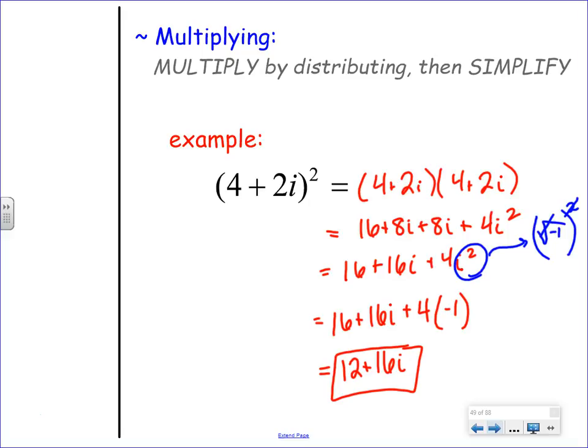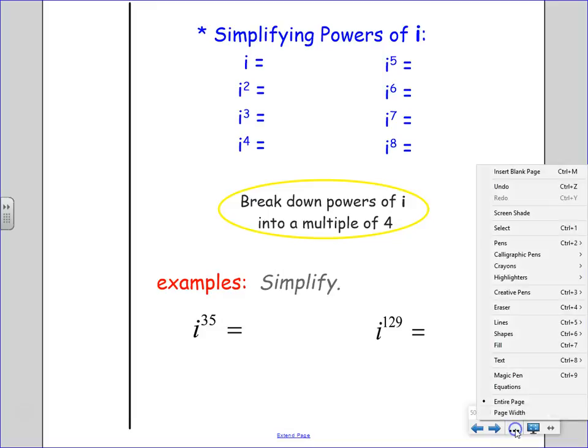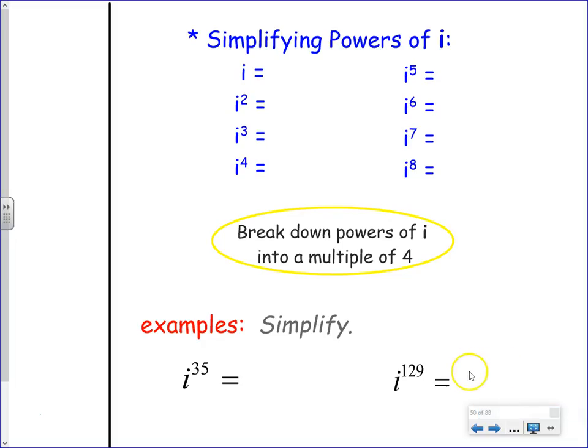Chart. I'm going to show you something. I hope you don't just see it as a chart to memorize. Because to be honest, it's a chart you should be able to make, whether or not you have it memorized. And I think I have it on the next page. Before we get to something crazy, like what's i to the 35th or i to the 129th, because we don't want to make a chart that goes that high, right? So we want to think instead of patterns that we can maybe apply to higher powers of i.